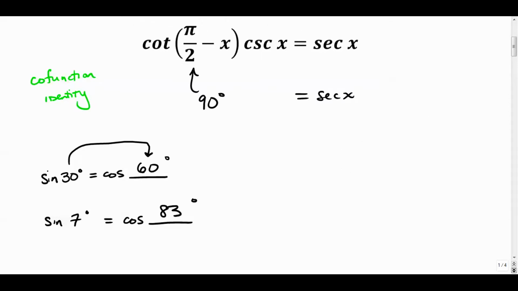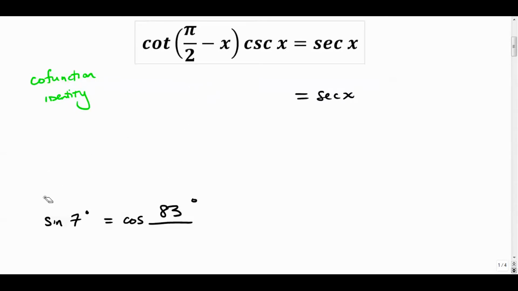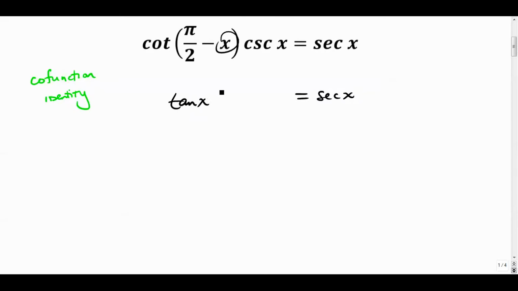Well, guess what? Cotangent and tangent are also cofunctions. So if I think about the cotangent of pi over 2 minus some angle, well, that's just equal to the tangent of that angle right here, times cosecant of x. All right, so I just made a really simple substitution here using cofunctions.